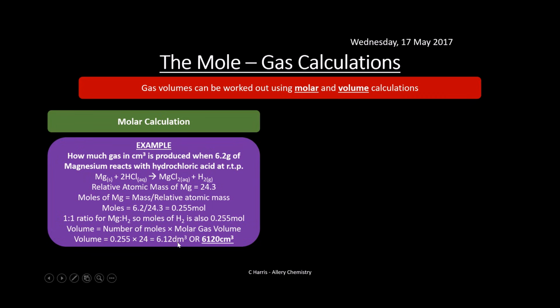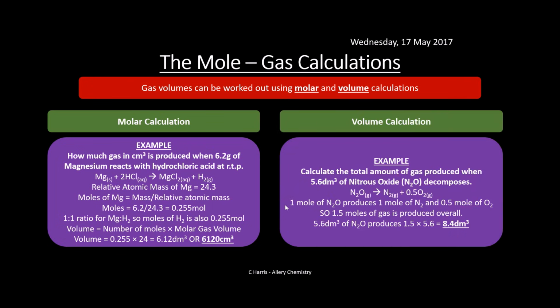Then remember that's in decimeters cubed. Or if we had to get that in centimeters cubed, we just multiply it by 1,000 and we get 6,120 centimeters cubed of gas is produced. Okay, we could also do a volume calculation as well.